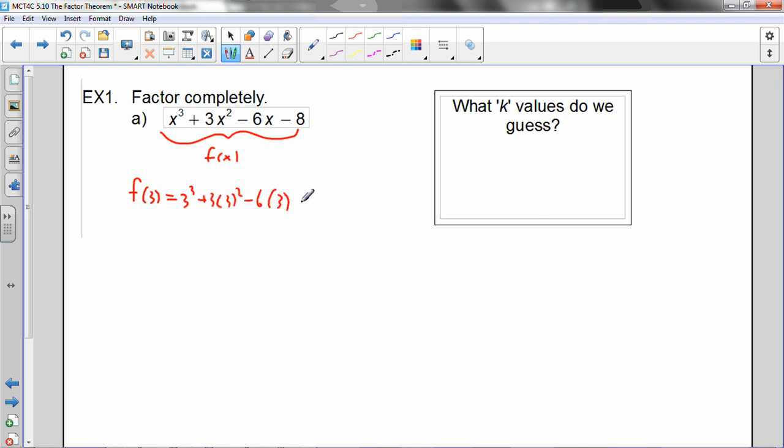Ooh, it might be close. What do I got? This is 27 plus 27 minus 18 minus 8. No, there's no way that's 0. So what can I say? x minus 3 is not a factor.